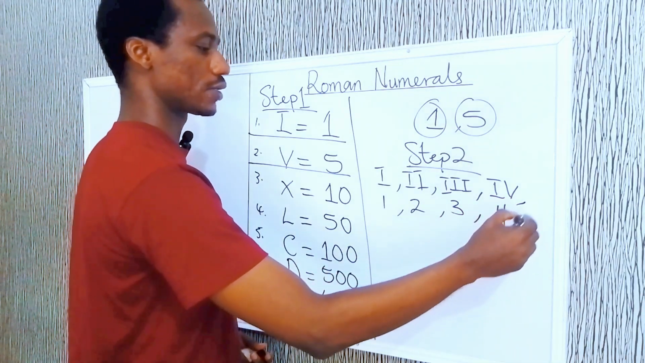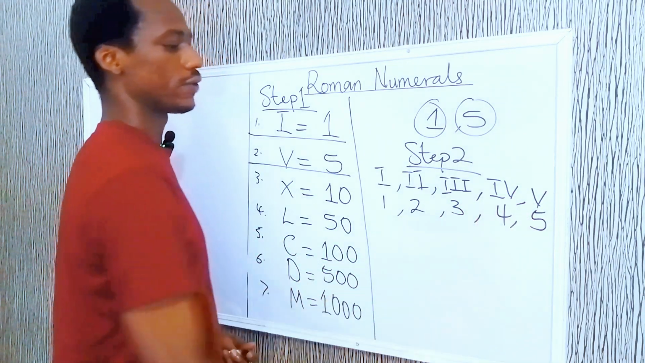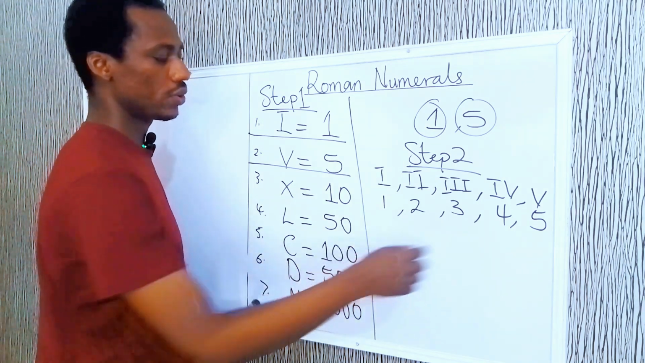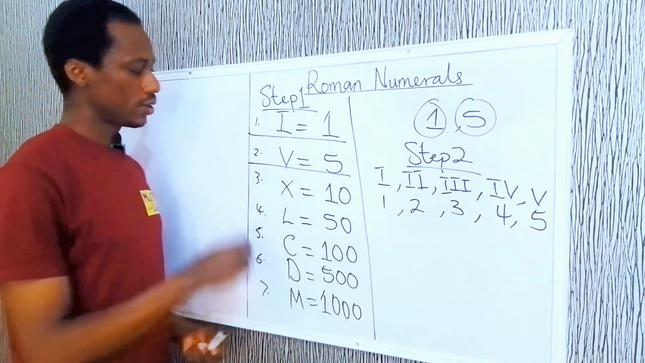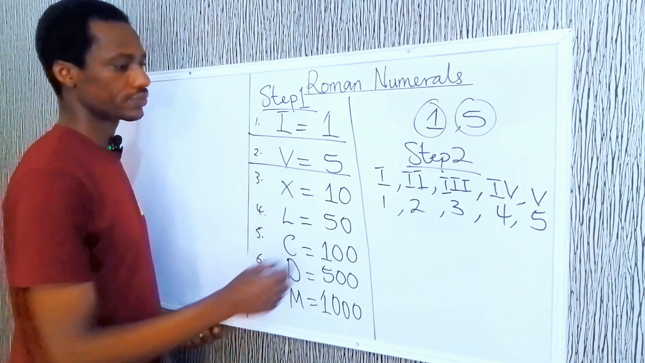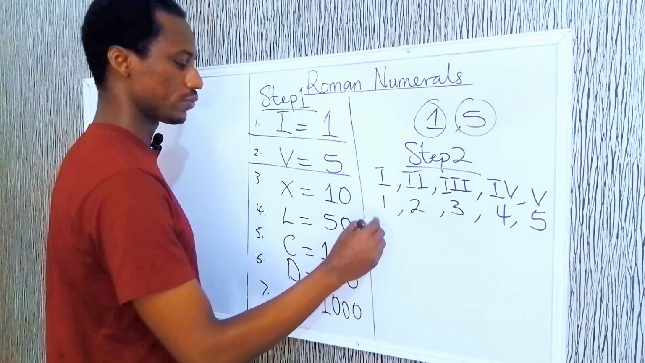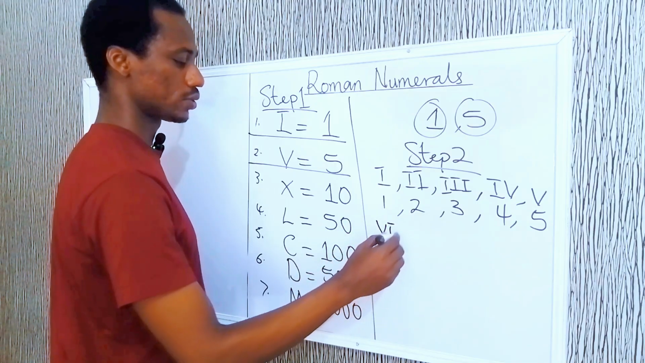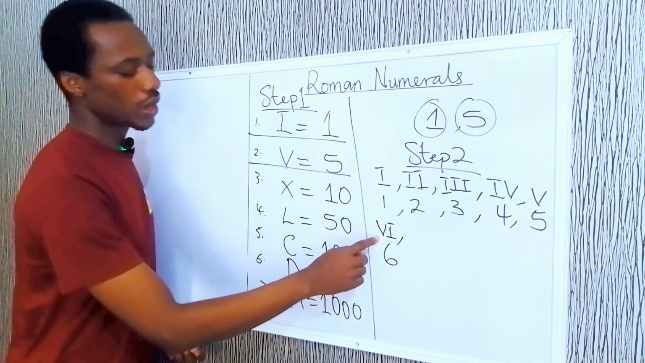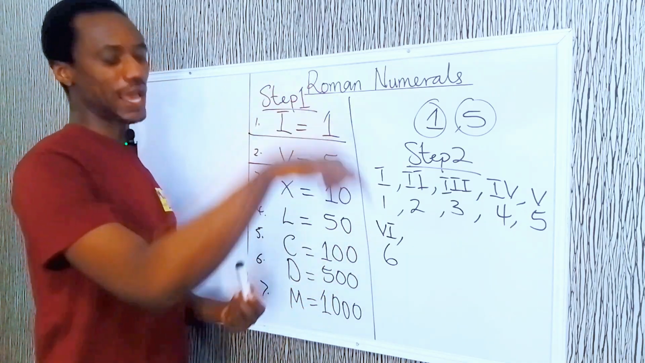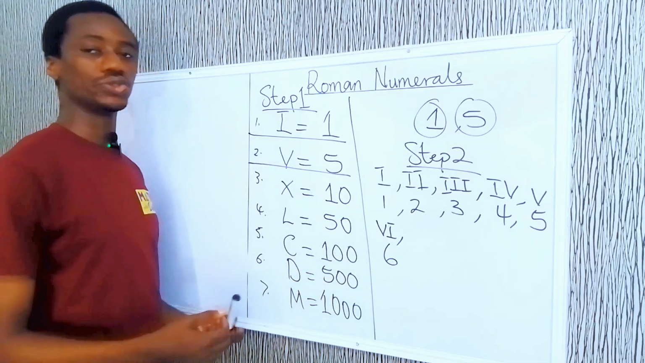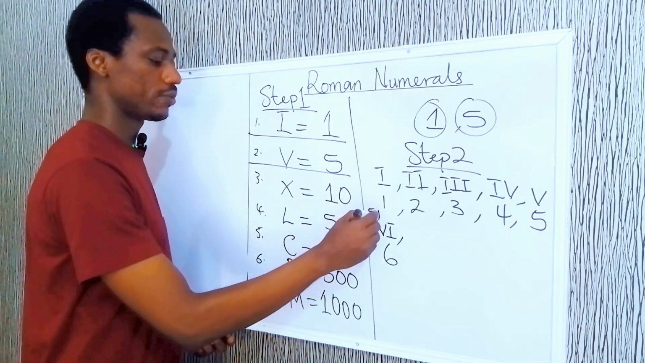And then we'll get to 5 itself. We already know that 5 is V. And then 6 is 5 plus 1. You see another addition now. We'll do 5 plus 1, and this is 6. So when you have the smaller one after the bigger one, 1 is coming after 5, we know that you're doing 5 plus 1.